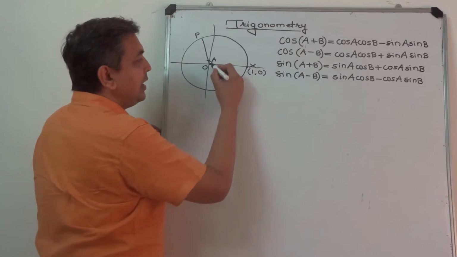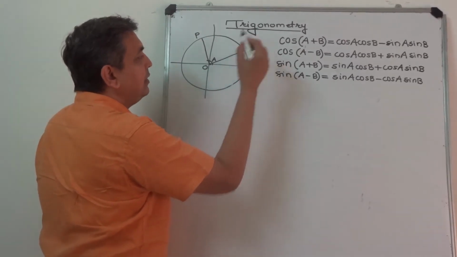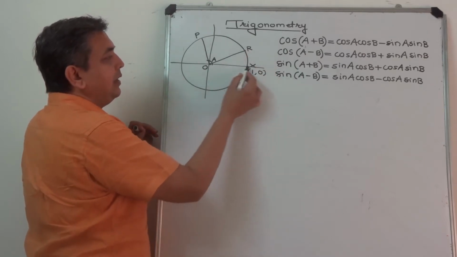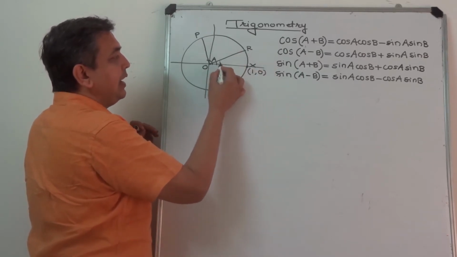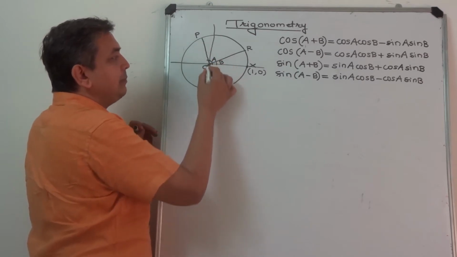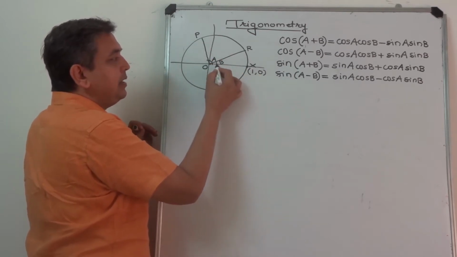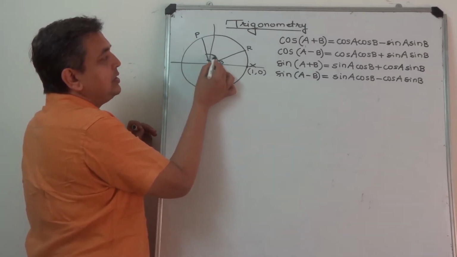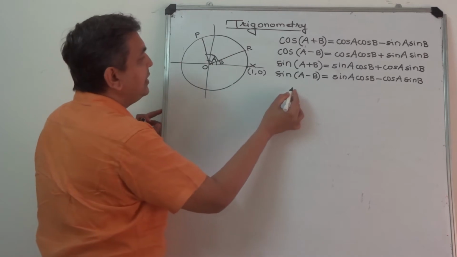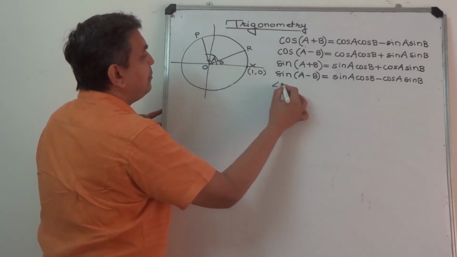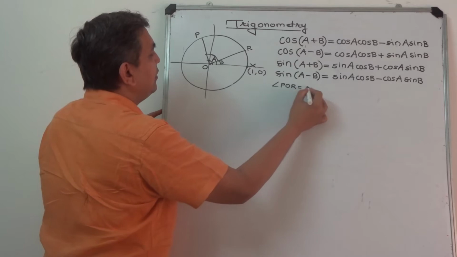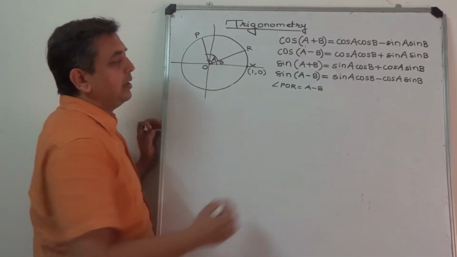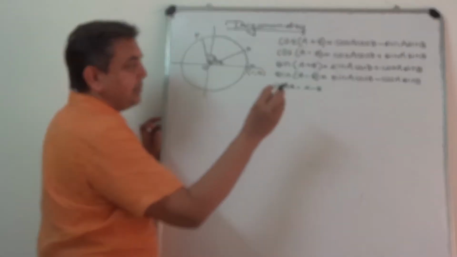Let us draw another angle B. Suppose XOR is angle B. This complete is A and this is B. So this remaining is the difference of the two. So this angle is A minus B. I am writing it here. Angle POR equal to A minus B. Is this clear? Okay.